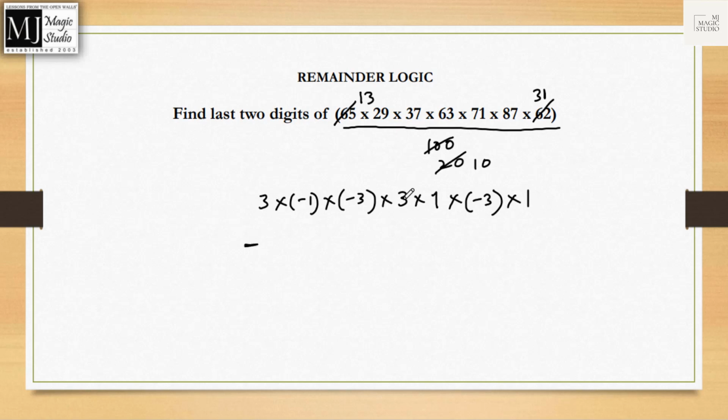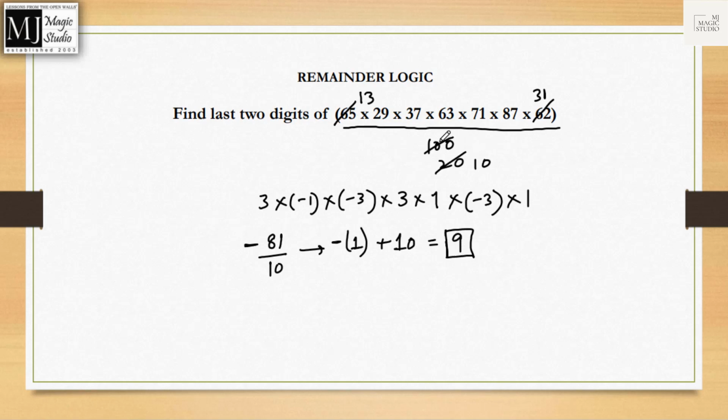2, 3, 27, 3, 81, minus 81. Now again this divided by 10 will leave remainder minus 1. Now we cannot have a negative remainder, so we will add the divisor to it. The divisor in this case is 10. When we add the divisor to it, it becomes 9. So when this expression is divided by 10, the remainder is 9.